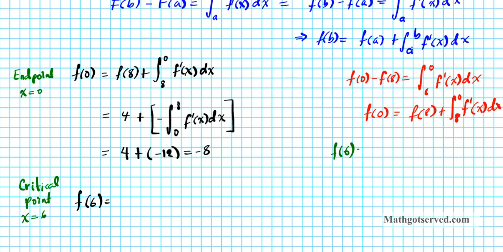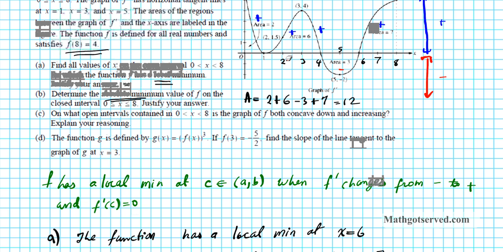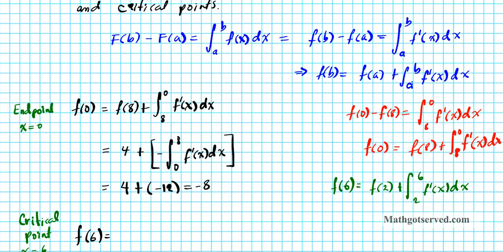So f of 6 will be equal to f of 2 plus the integral from 2 to 6 of f prime of x dx. Now let's say I chose to select f of 2. So I can evaluate this with ease. It's basically figuring out the area from 2 to 6. It's somewhat complicated because we don't have a nice area here. To make matters worse, we do not even know what f of 2 is. All right, so we have to be really strategic in our selection here.